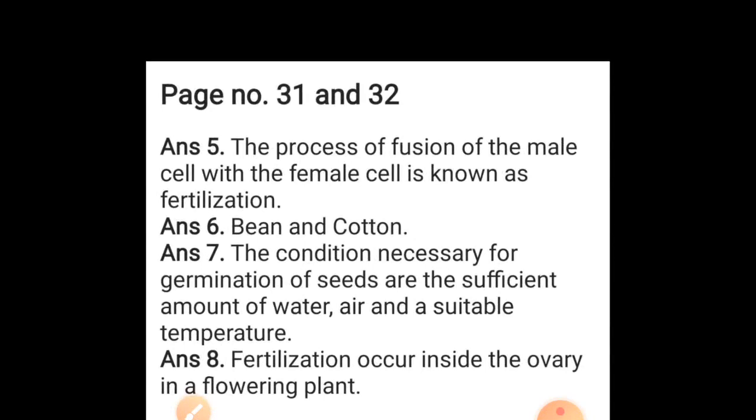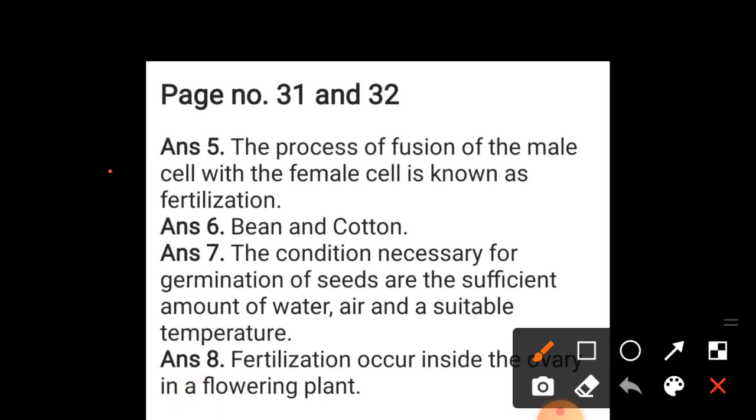What is meant by the term fertilization? So the fifth answer is here. The process of fusion of the male cell with the female cell is known as fertilization. Question number 6, give examples of 2 plants that show apical germination of seeds. So the answer is bean and cotton.